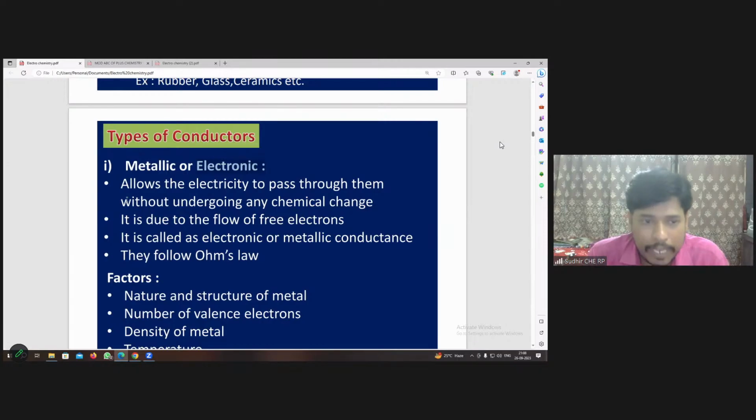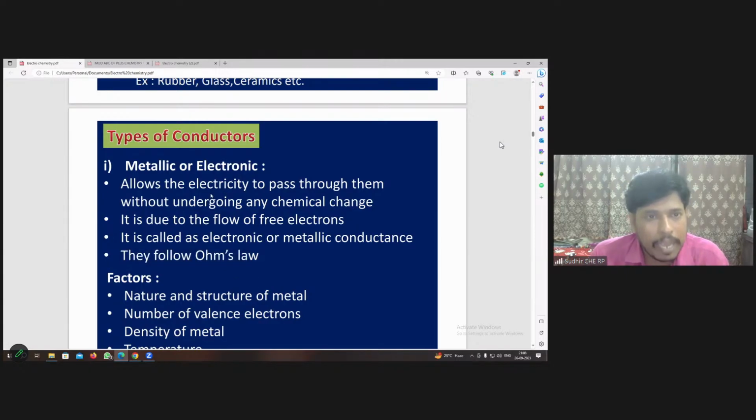It is shown by metallic elements. That's why we are calling it metallic conductors. And due to flow of electrons only, the conduction property is seen. That's why it is also called electronic conductors. Okay. So electronic or metallic conductors we can see. Generally these types of conductors follow Ohm's law. Okay, now these types of conductors are generally following Ohm's law. Ohm's law and all I will explain in tomorrow's class.